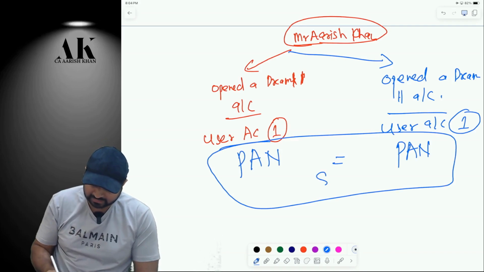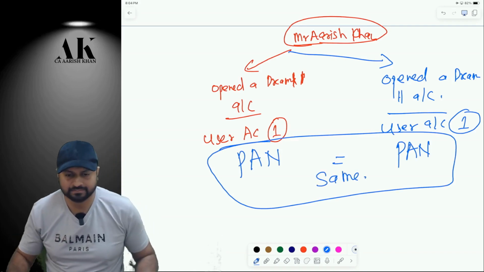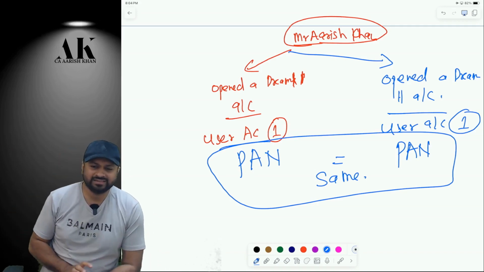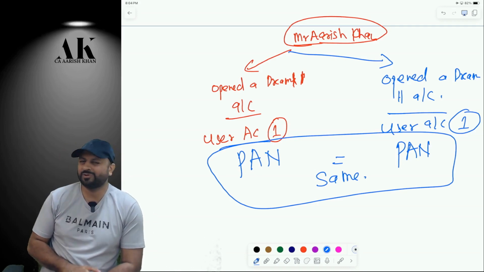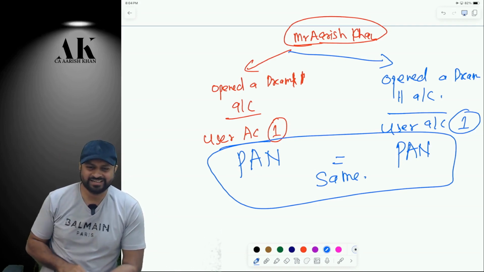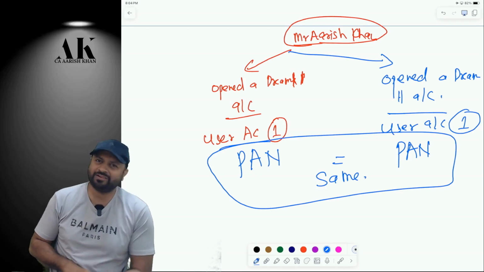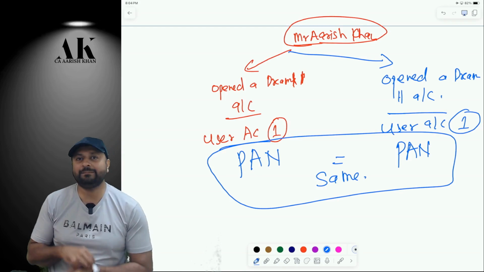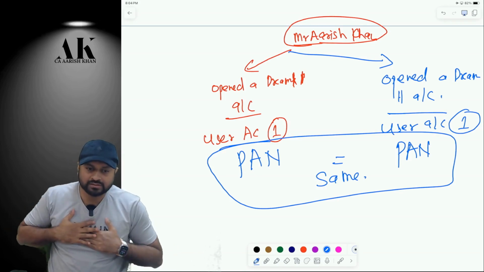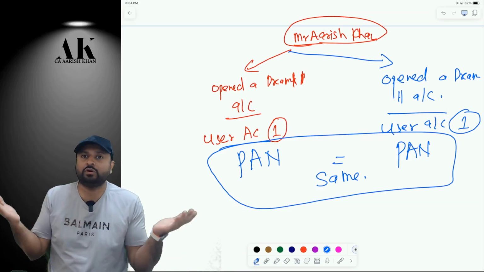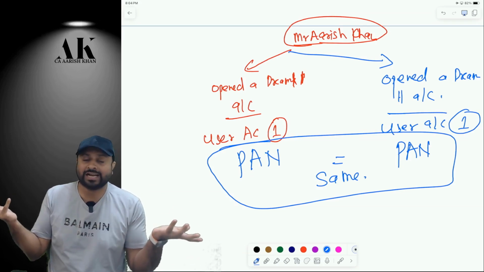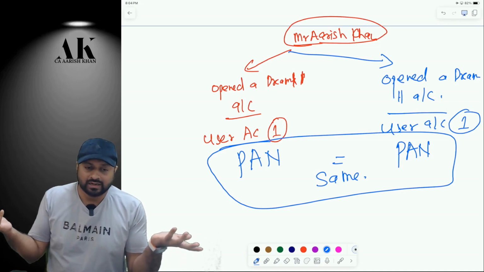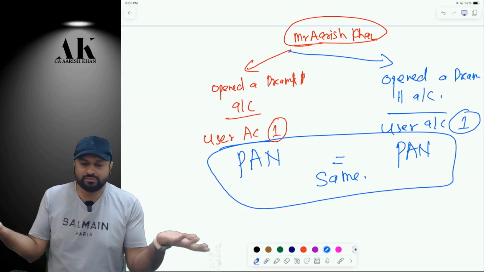It is what? Please tell me. Same. Can I open multiple accounts by different names or not? In Facebook you open multiple accounts, right? In Instagram you open or not? Same way in Dream 11 also you can open multiple accounts. So if there are multiple accounts of the same user, what does it mean? In the eyes of the law, in the eyes of income tax law, who is a user? A person having the same PAN is the same user only, correct or not?